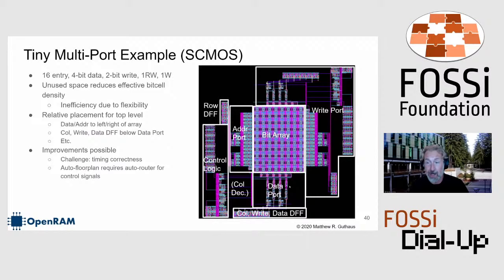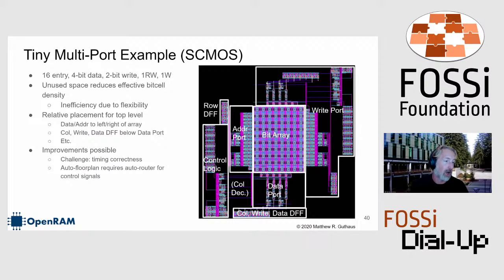The control logic is always placed to the left of the address port, the row flops on top of that, the data flops on the bottom. In this little blank space in this example is where you would have a column decoder. So this relative placement is used to basically simplify the routing. Right now, OpenRAM places with all these relative placements and then has fixed routes that are also relative.